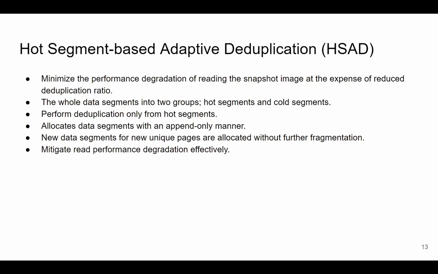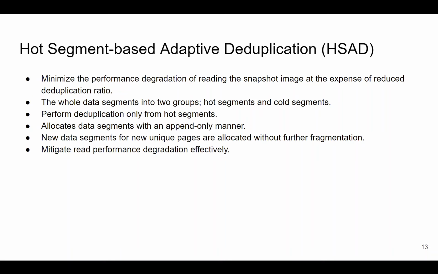We found out that deduplication across multiple suspended phases causes snapshot image fragmentation. To solve this issue, we designed a segment-based deduplication feature. The key idea of the method is to minimize the performance degradation of reading the snapshot image at the expense of the reduced deduplication ratio.